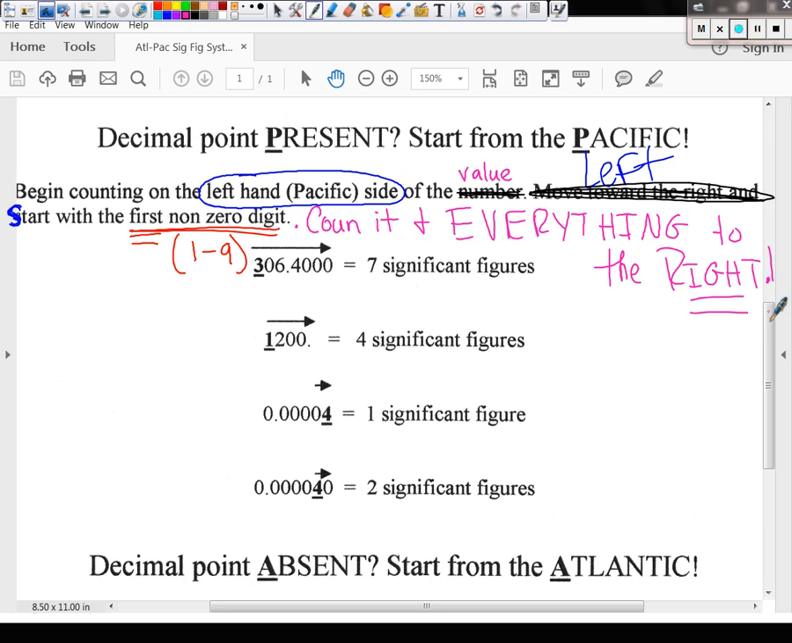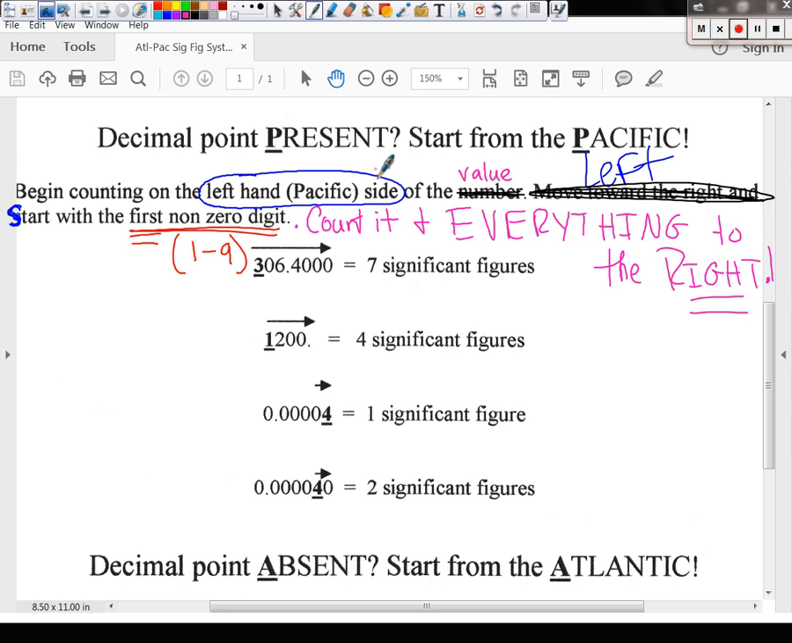So you begin counting on the left-hand side, the Pacific side of the value. And we're going to start with the first non-zero digit. And we're going to count, not count. Wow, that was really bad. Why didn't you stop? Why didn't y'all correct me? We're going to count it and everything to the right.